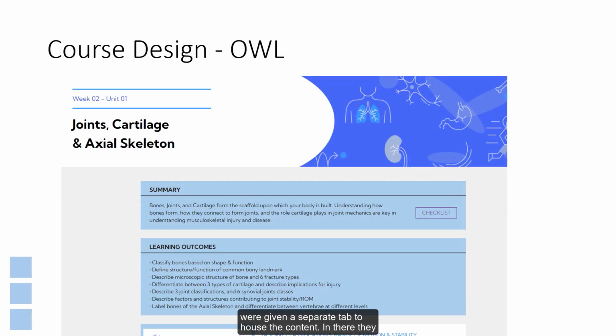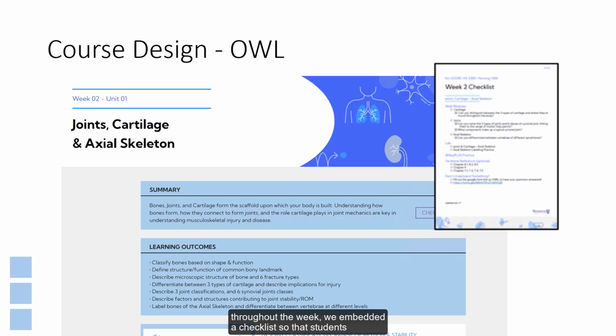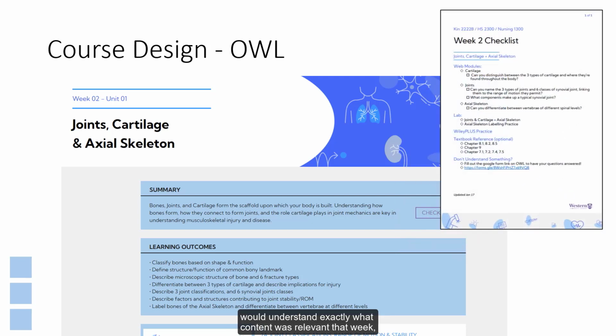Each week, students were given a separate tab to house the content. In there, they found a summary and learning outcomes that they would address throughout the week. We embedded a checklist so that students would understand exactly what content was relevant that week and needed to be completed by the time they attended their lab section.